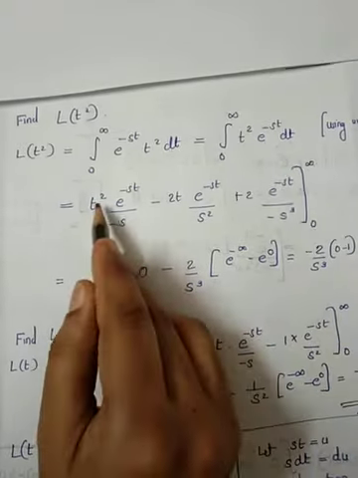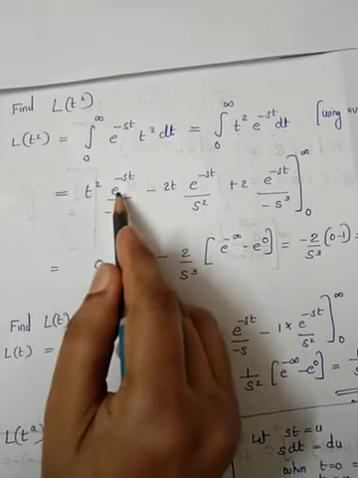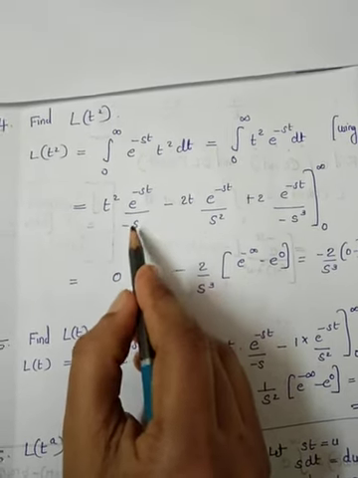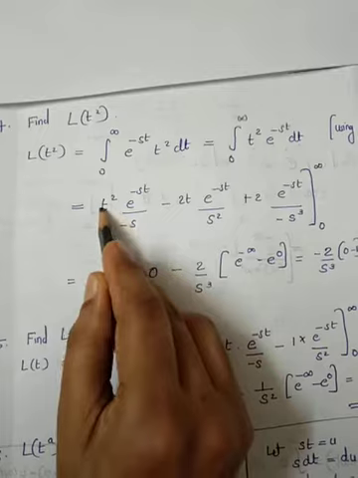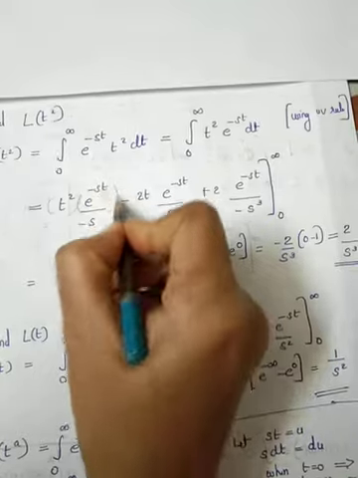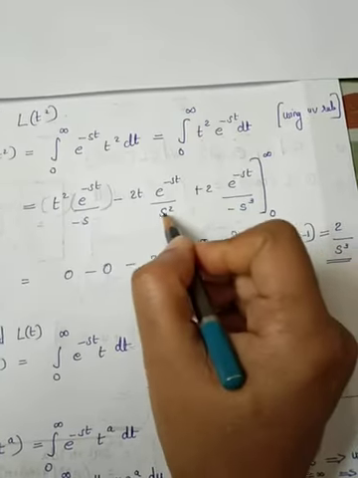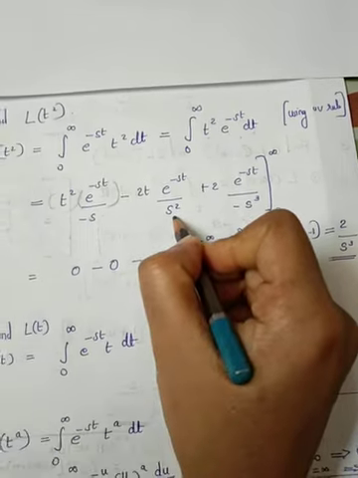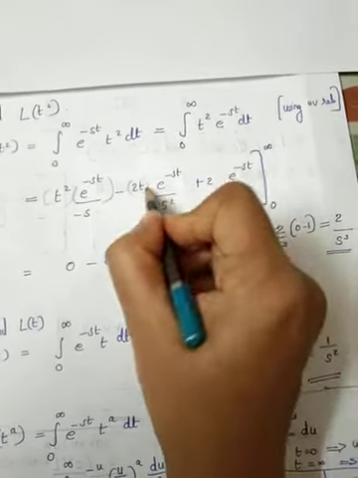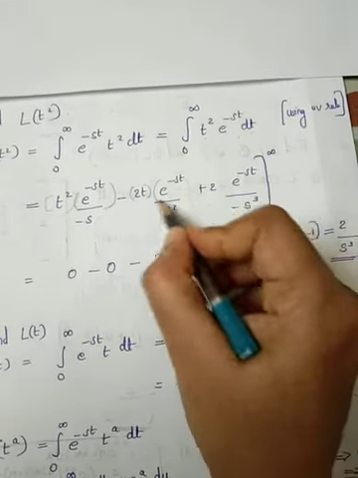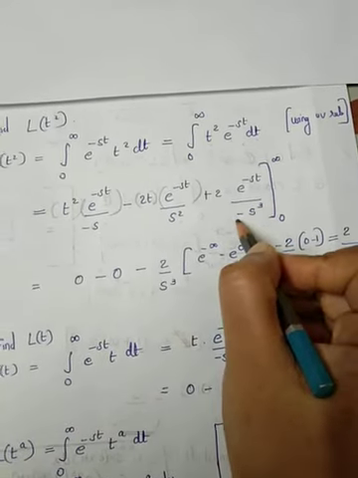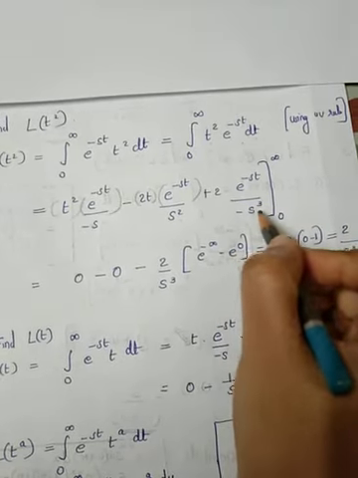Applying the uv rule, the first function is t square, first function into integral of the second, e raised to minus st divided by the derivative of minus st with respect to t, which is minus s, minus derivative of the first function, 2 into t, integral of the second function, e raised to minus st divided by, already there is minus s, into again derivative of minus st is minus s, that is s square, plus derivative of 2t is 2, integral of e raised to minus st divided by s square is e raised to minus st divided by minus s, plus s square into minus s, that is minus s cube.